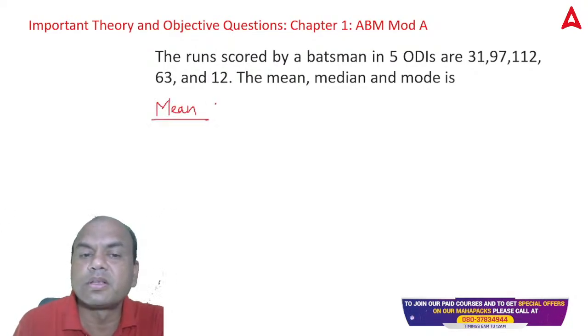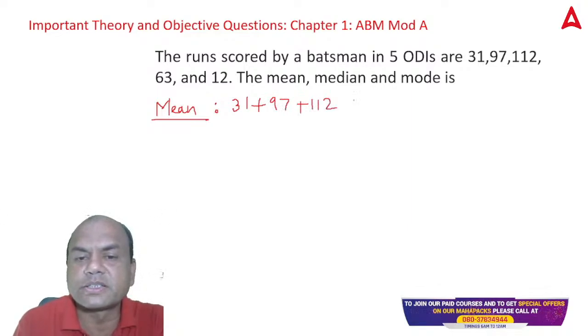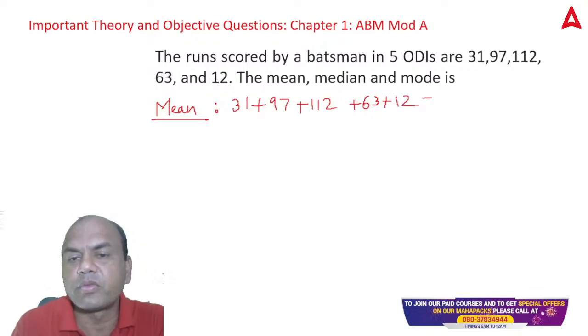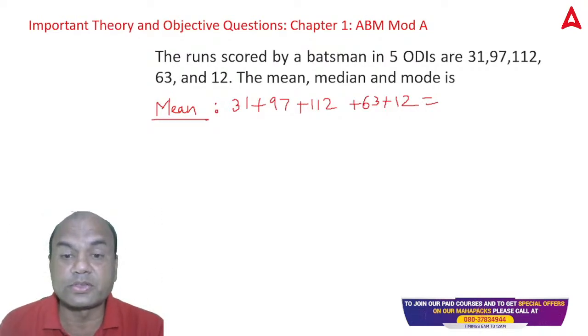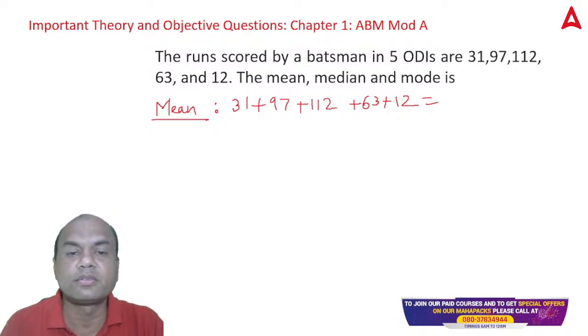Mean means what? Addition. Do the addition everyone. 31 plus 97 plus 112 plus 63 plus 12. Add all of them. What is the answer? What is the answer you're getting, guys? Let me also try. First, I want the answer in the comment section from you. What is the answer you're getting?